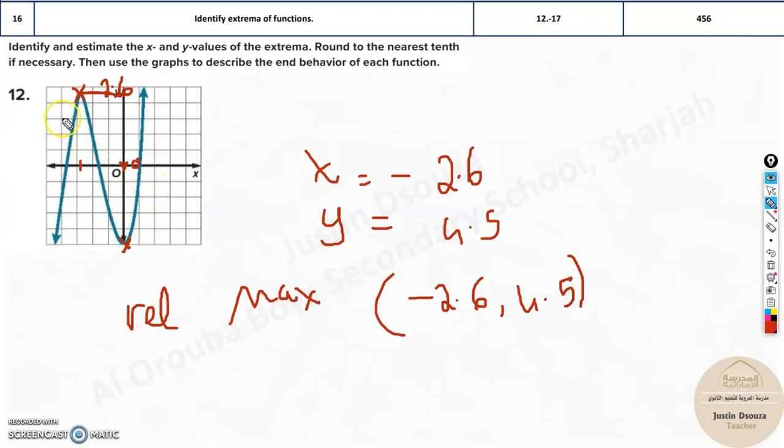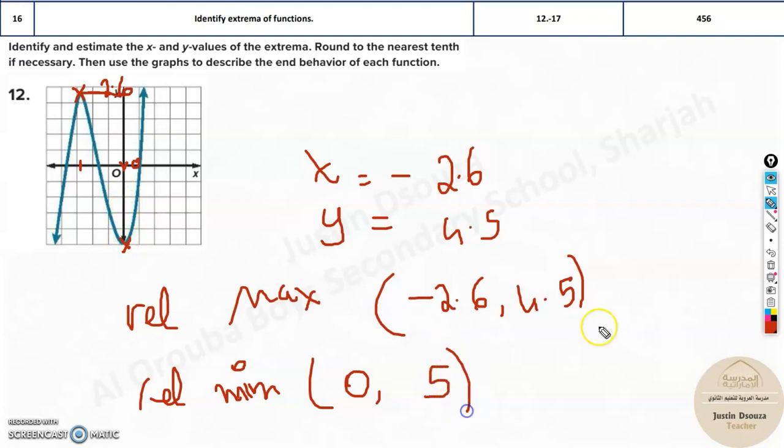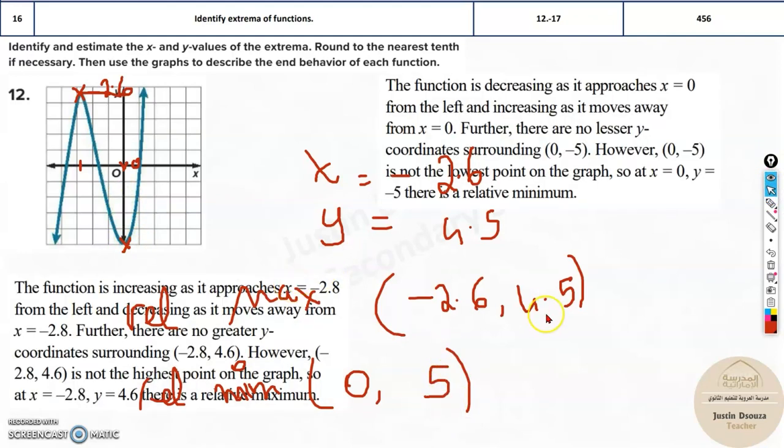Now this may not be accurate. I have not done it accurately. Look at your options. Only one will be accurate. Okay, so this is the relative maximum. What is the relative minimum? Relative minimum, MIN. The x value is 0. What is the y value? 1, 2, 3, 4, 5. So this is the relative maximum and minimum.